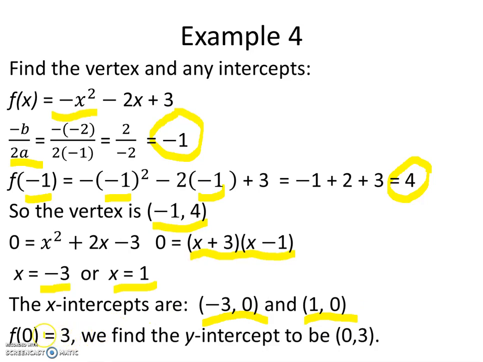We also check for the y-intercepts, and to do that, we find the function at the value where x is equal to 0. When we plug that in, if we look back up here, if we put 0 in, that goes away, and that also goes away, and we're left with just the function f at 0 being 3. So we find the y-intercept to be at (0, 3).